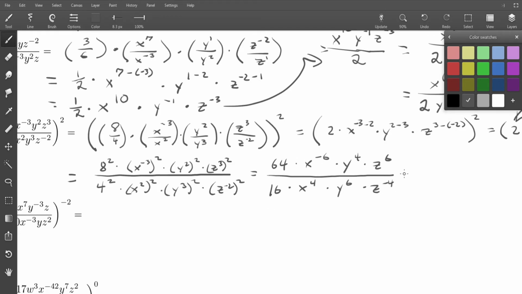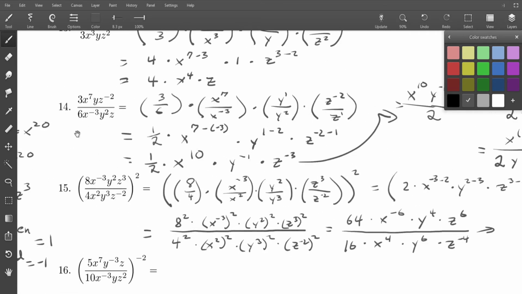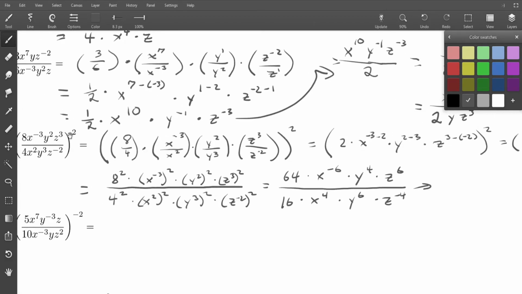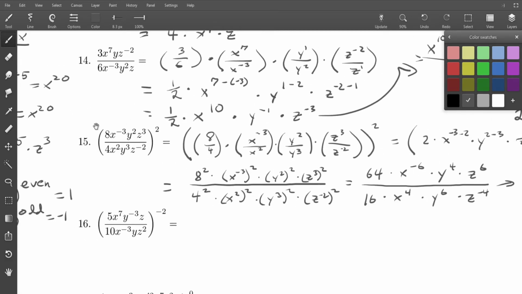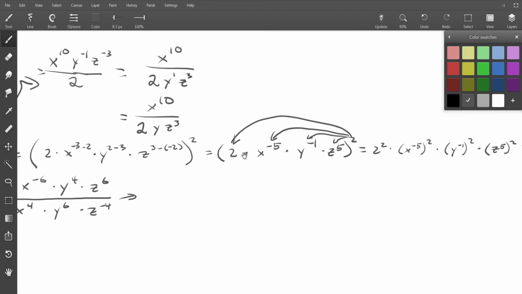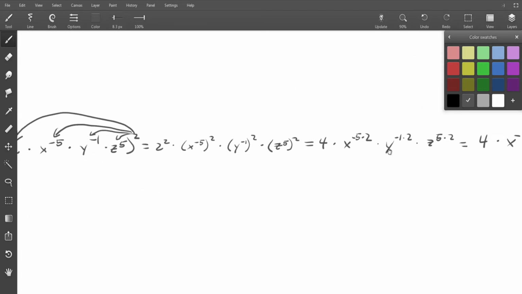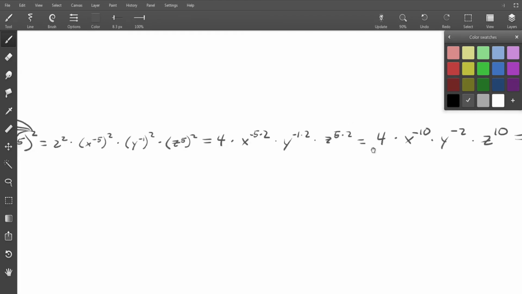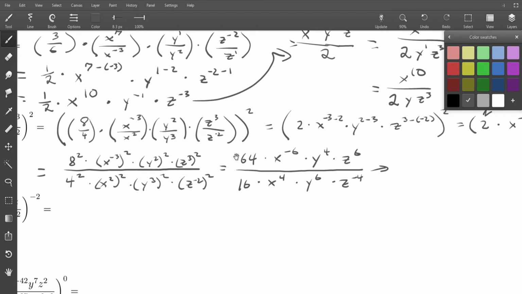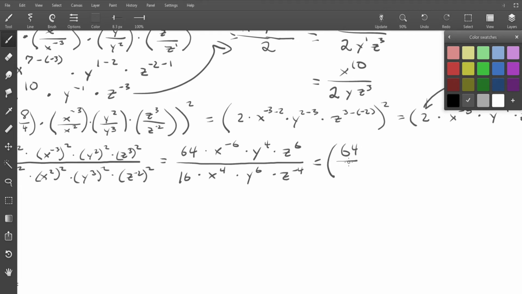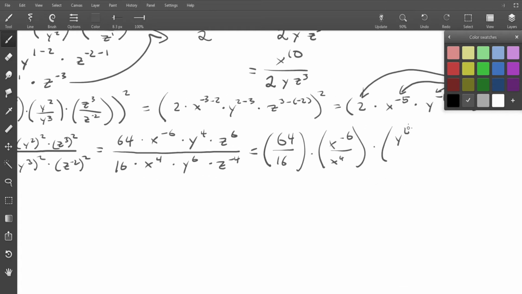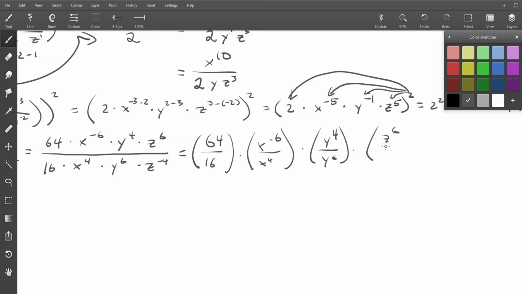And then you would just go ahead and follow this process along the same as you would do this problem. So it's entirely your choice. You can go ahead and simplify in the middle first using this method here, then distribute the exponent once you've got it into a simpler form, and then do final manipulations to get it into the final form. Or you can go ahead and do this, then group things here. So if we go ahead and group things here, we'll get 64 over 16 times x to the negative 6 over x to the 4 times y to the 4th over y to the 6th times z to the 6th over z to the negative 4th.